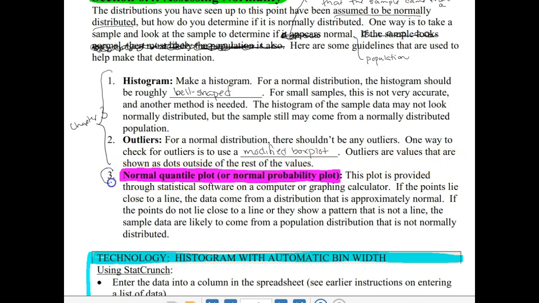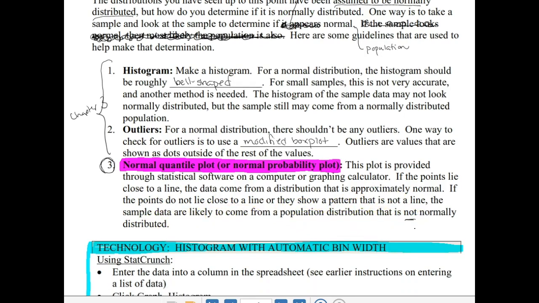The new plot that we get in this chapter is something called a normal probability plot or a normal quantile plot. This plot is provided through statistical software on a computer or a graphing calculator. It is designed such that if the points lie close to a line, the data come from a distribution that's approximately normal. If the points do not lie close to a line, or they show a pattern that's not linear, the sample data are likely to come from a population distribution that's not normally distributed.